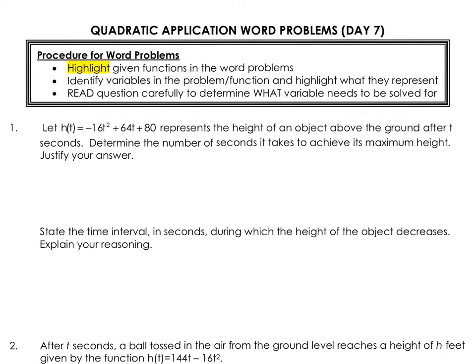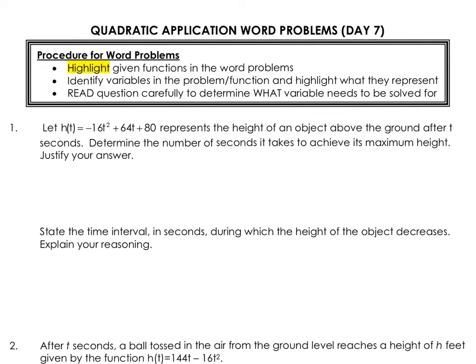What we need to do is highlight the function in the word problem, identify the variables in the problem or function, and highlight what they represent. Read the question carefully to determine what variable needs to be solved for. So what are we looking for? Let's look at this first example together.